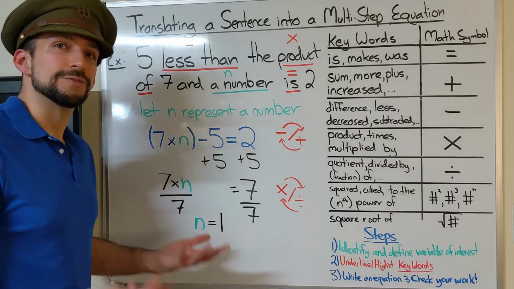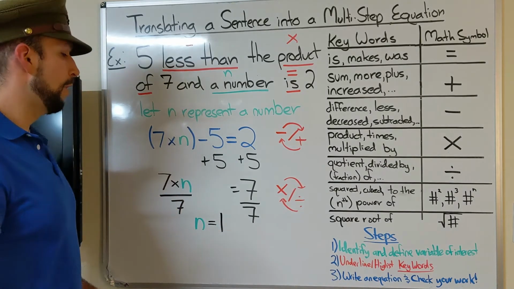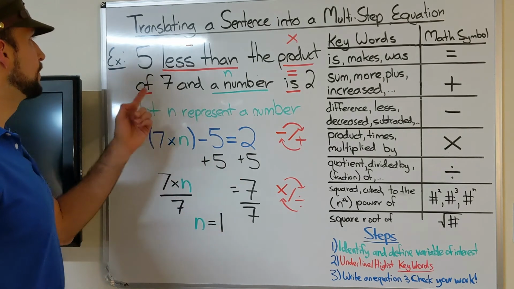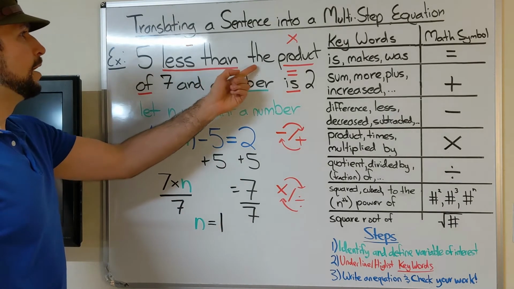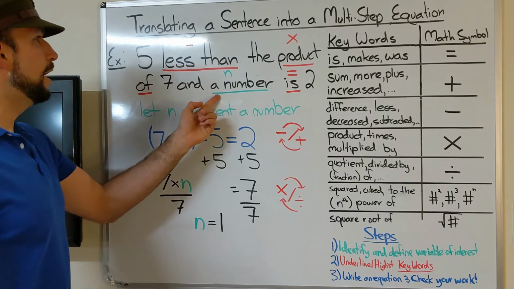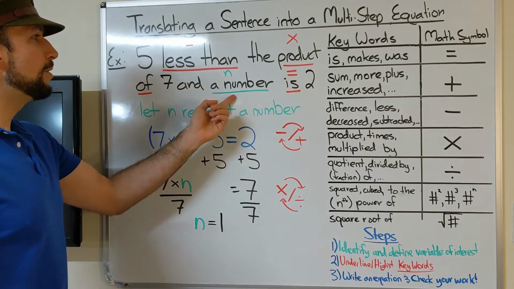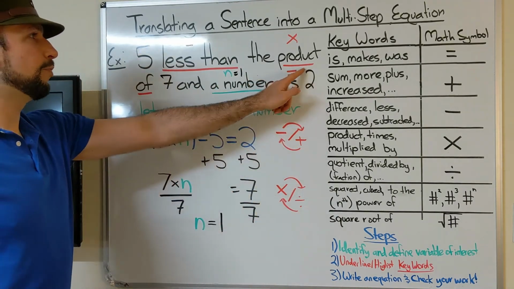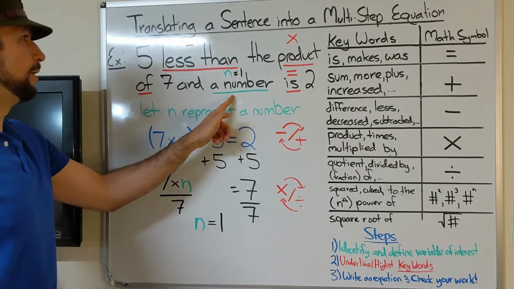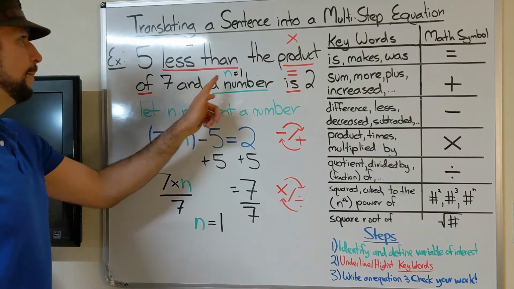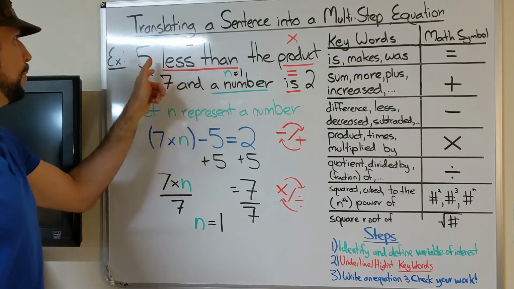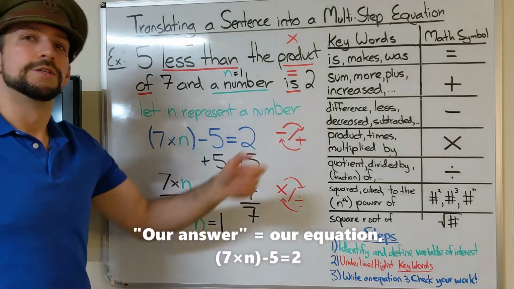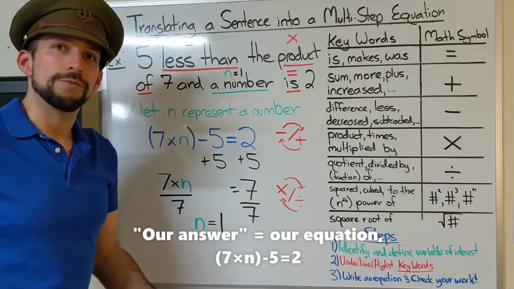Now, let's make sure this makes sense by checking our work. We'll plug this back into our original sentence and make sure that makes sense. 5 less than the product of 7 and a number is 2. So we know our number now should be 1. Let's first find the product of 7 and 1. Product means multiply. 7 times 1 is 7. We want 5 less than that. 7 minus 5 is 2. So we know our answer is correct. Let's do one more example.